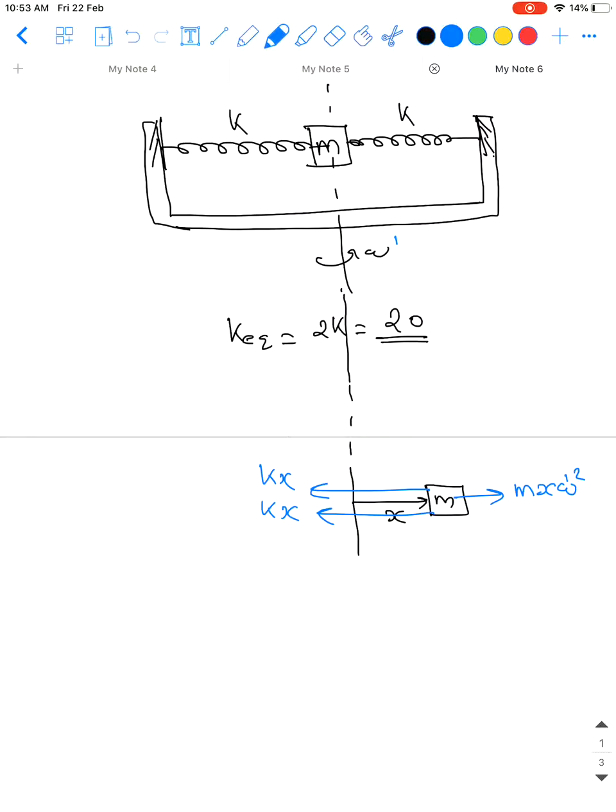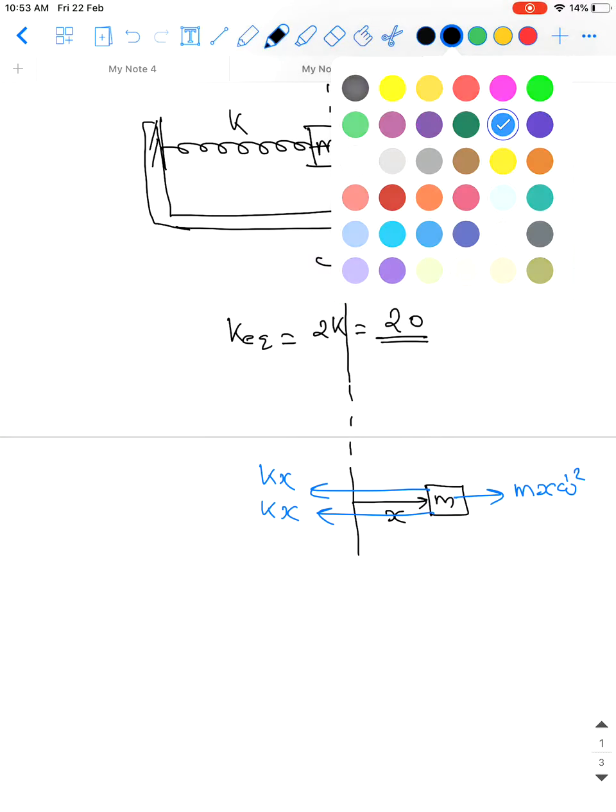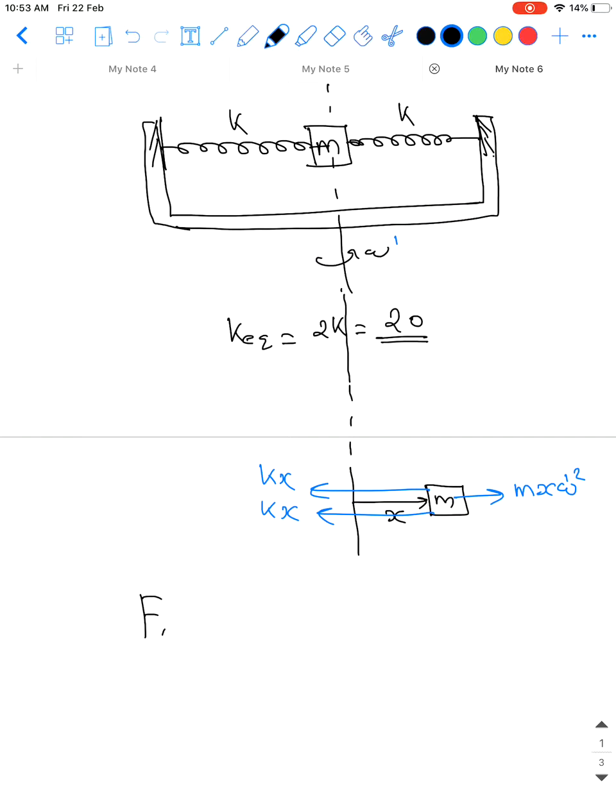So you can find out the value of net restoring force acting on this object. Over here the net restoring force acting on this object will be equal to nothing but 2kx minus m x omega dash square.